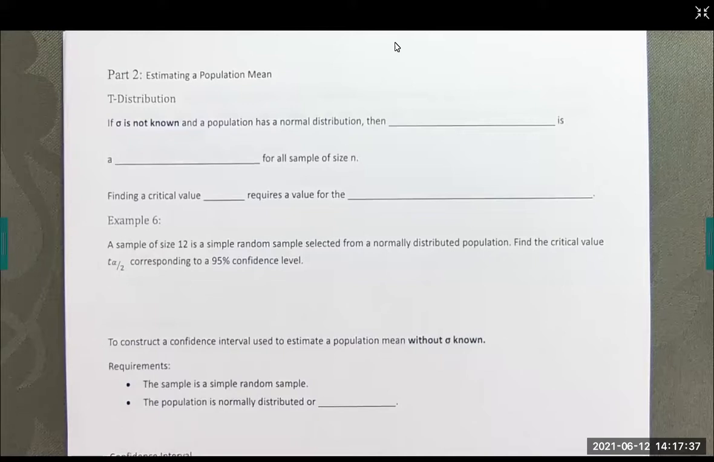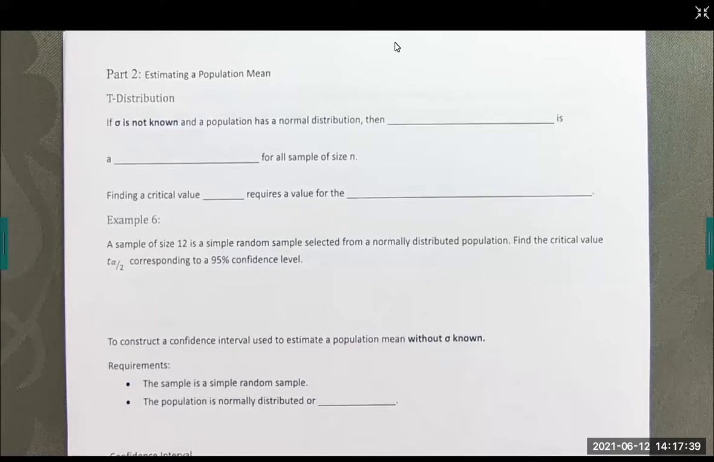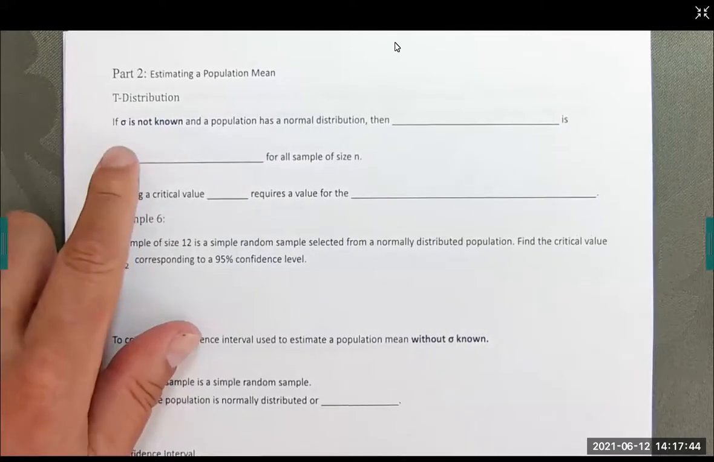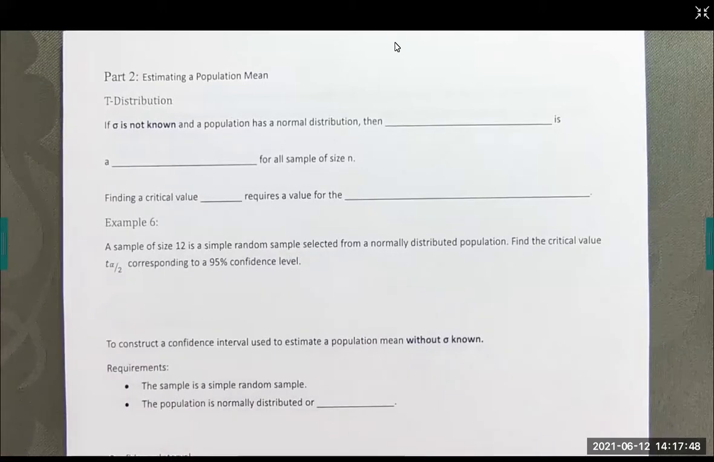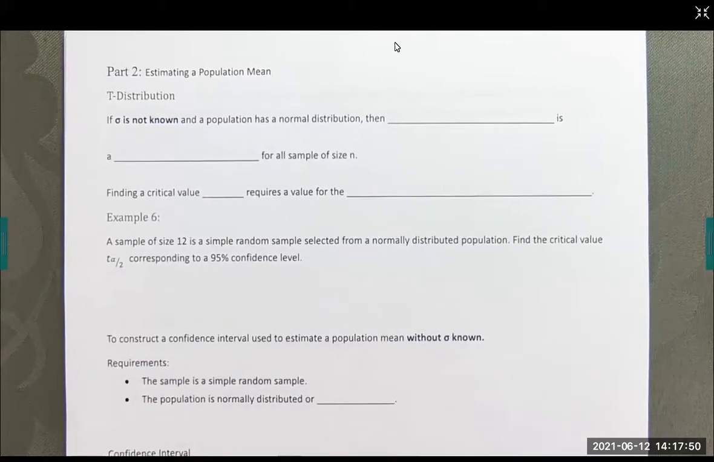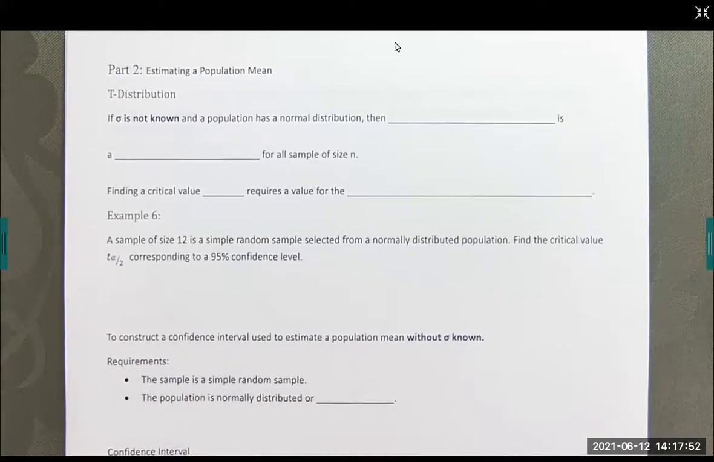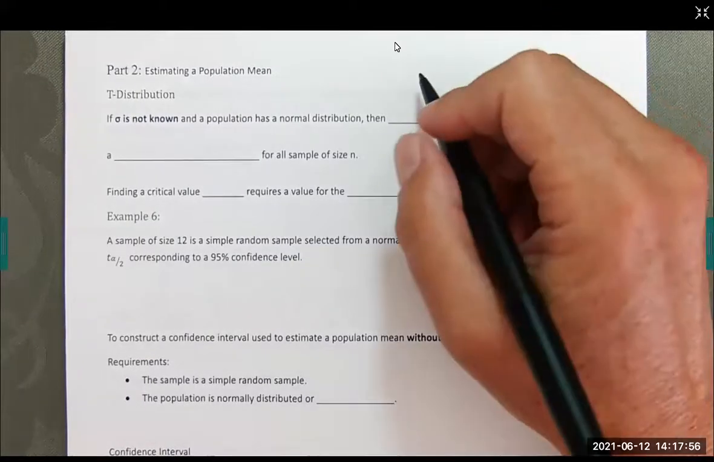Now there's two ways that we are going to be doing this. The first one is going to be if sigma is not known. Now sigma, again, is the population standard deviation. And if that's not known, then we can't use a z distribution like we have been. We have to use a t distribution. And it looks like this.